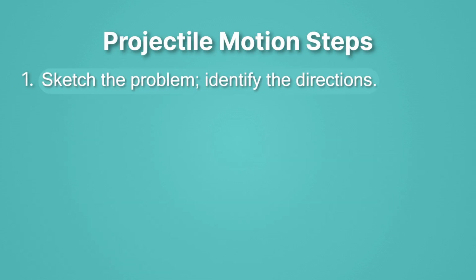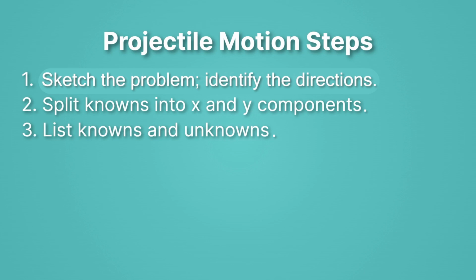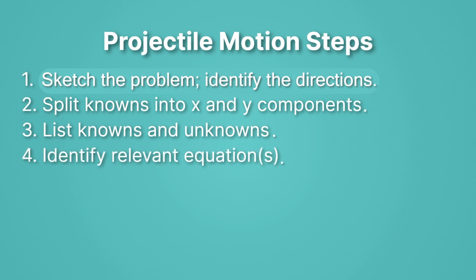All right, what are the steps we're going to follow to solve these problems? First, we'll sketch the problem and identify the directions. Most importantly, which direction represents X, the horizontal direction, and which direction represents Y, the vertical direction. Then we'll split the knowns that we're given into their X and Y components. So oftentimes you're given the velocity, and you'll find the velocity in the X direction and the velocity in the Y direction. Next, we'll list our knowns and unknowns so that we know what info we have and what we're looking for.